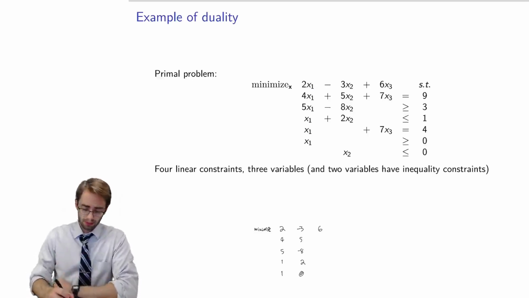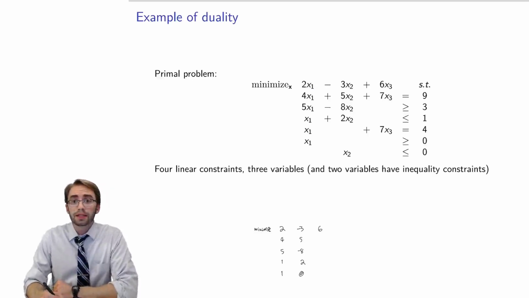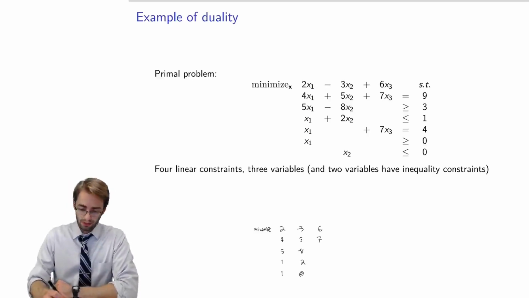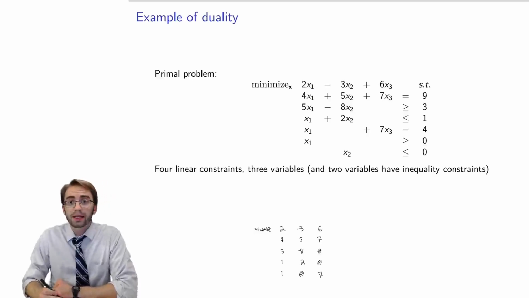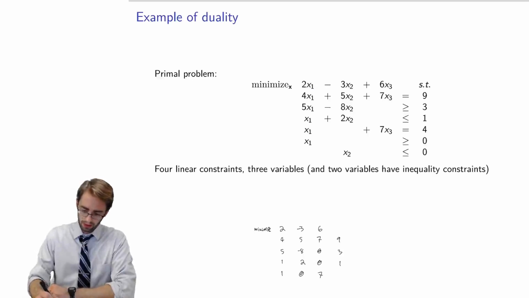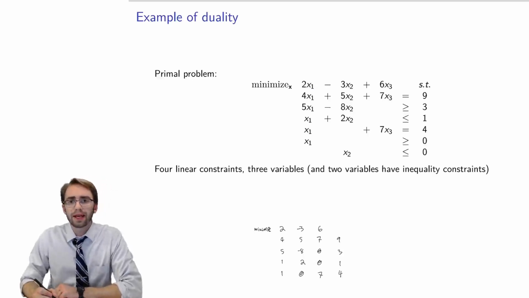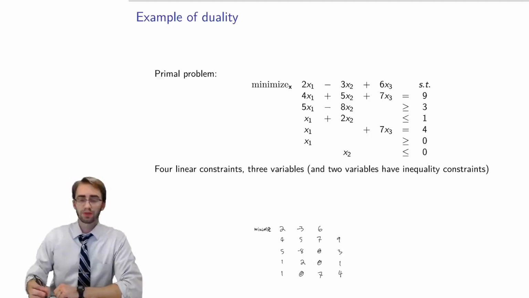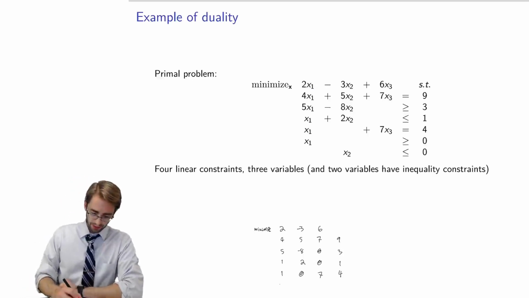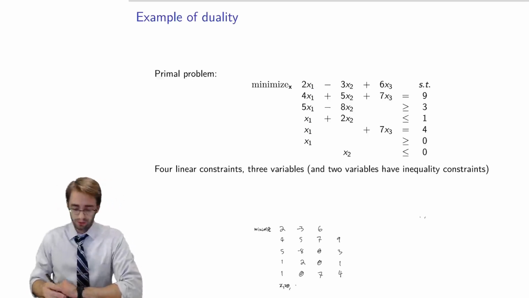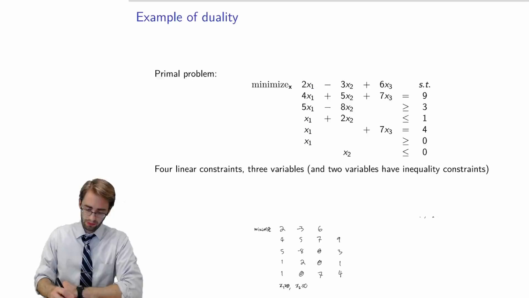And then a 0 below that. And then a 7, and then 2 zeros. And the right-hand side is 9, 3, 1, 4. And then our sign constraints say that x1 is non-negative and x2 is negative. X1 is greater than or equal to 0. X2 is less than or equal to 0. And then x3 is going to be free.